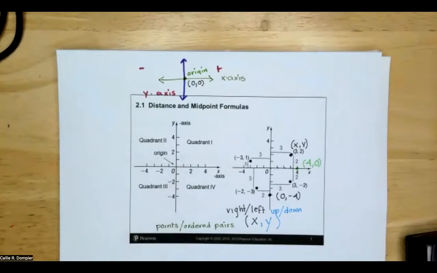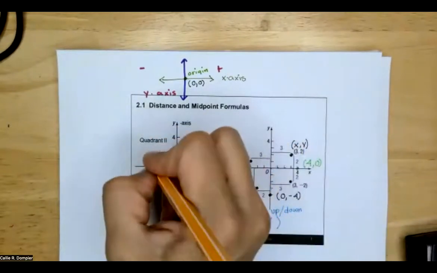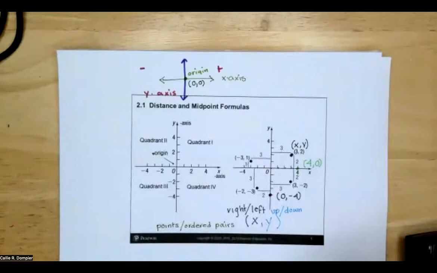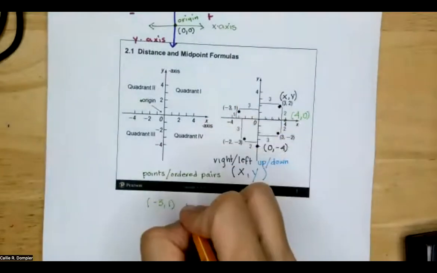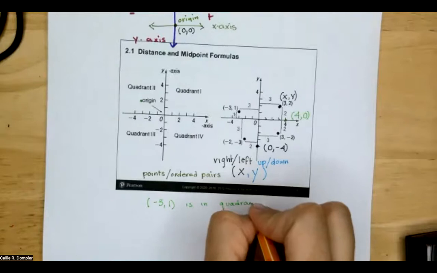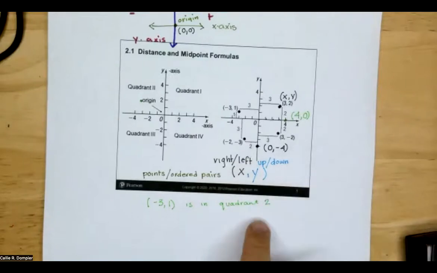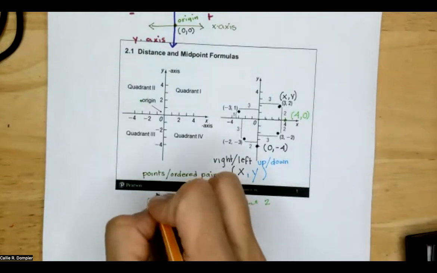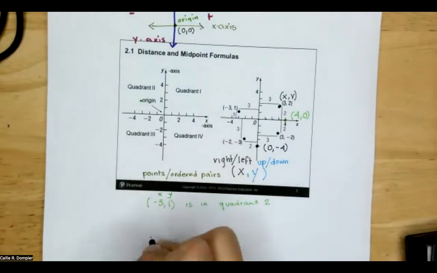Oh, let's talk about quadrants, sorry. (-3, 1) is in quadrant 2. So the point (-3, 1) is in quadrant 2. They like Roman numerals, but I always mess up Roman numerals, so I'm not even going to try it. Remember, that's x. That one's always y.